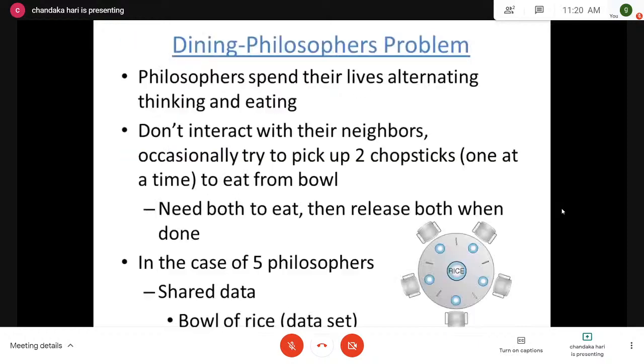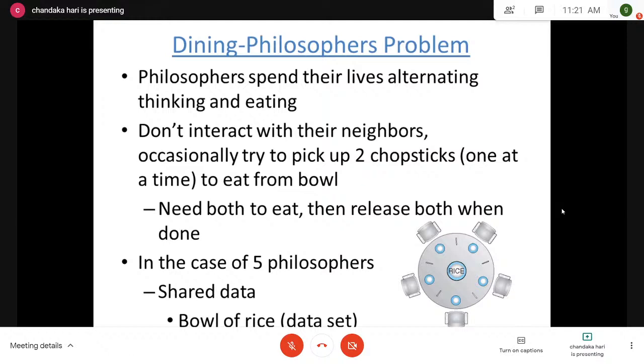Now we move on to the last problem, the dining philosophers problem. What is this dining philosophers problem? There are 5 philosophers. These people have only 2 tasks in their lives: thinking, and whenever they feel hungry, eating. The philosophers spend their lives alternating between thinking and eating. They are completely sacrificing their lives for the people, always trying to invent something new.